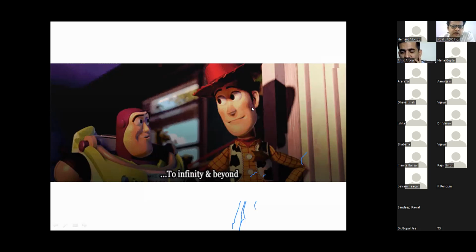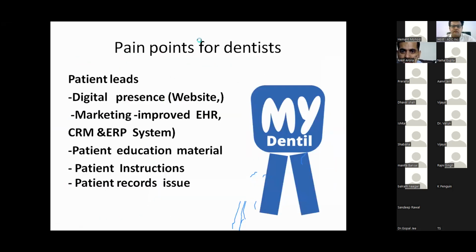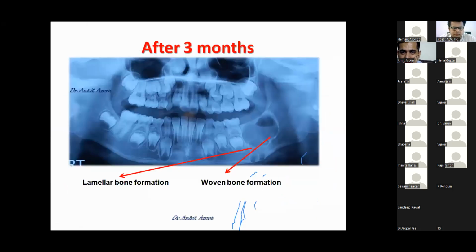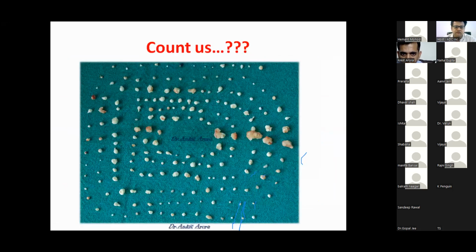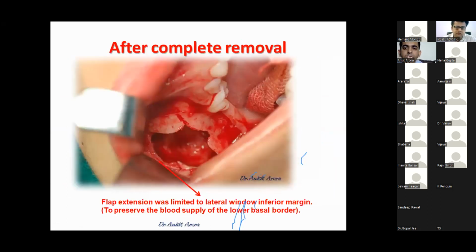Okay, thank you. One question was missed. Dr. Rashmi asked that question: how to give an incision for an unerupted tooth? See, you need to understand. Let me show you one photograph so that you can understand.